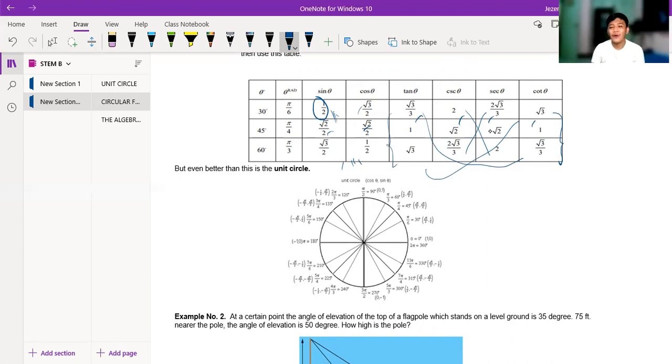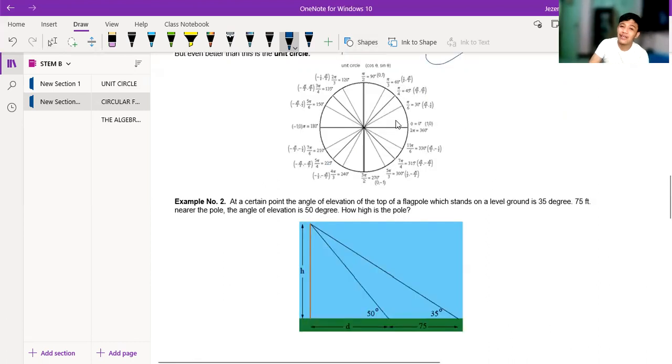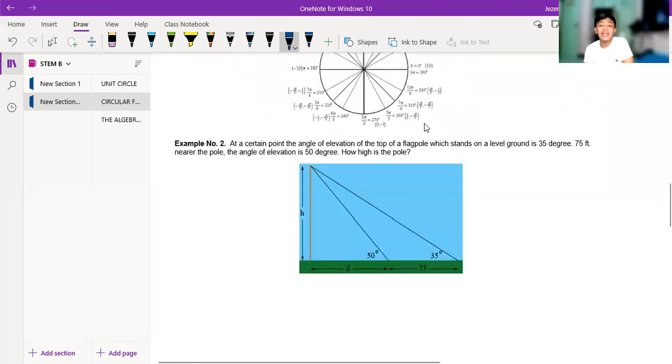Okay? So, apply natin sa problem solving. At a certain point, the angle of elevation of the top of the flagpole is 35 degrees. And 75 feet nearer the pole, lumakad daw, for example, nandito ka, tapos lumakad ka papunta doon, ang angle of elevation daw is 50 degrees.